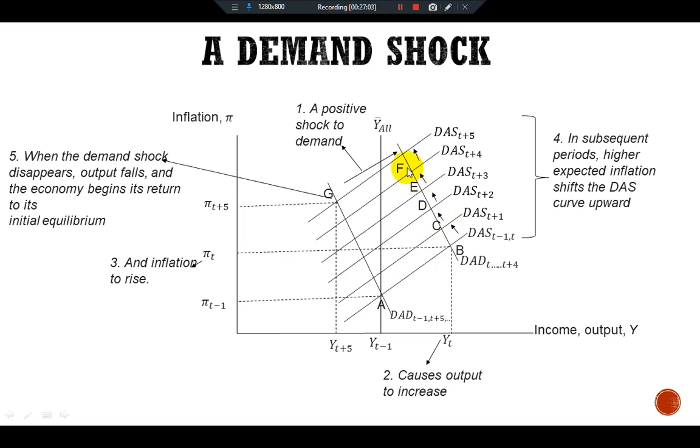When the demand shock disappears at point G, output falls below its natural level at YT plus 5. So the inflation starts to fall. We can say that over time, the dynamic supply curve starts shifting downward, and the economy gradually returns to its natural equilibrium at point A.